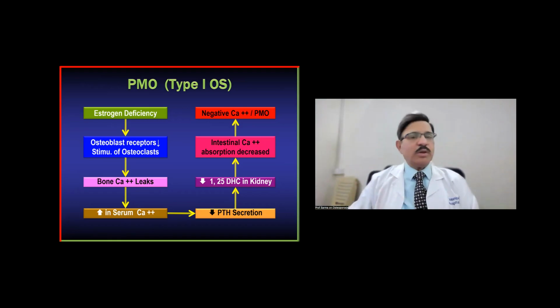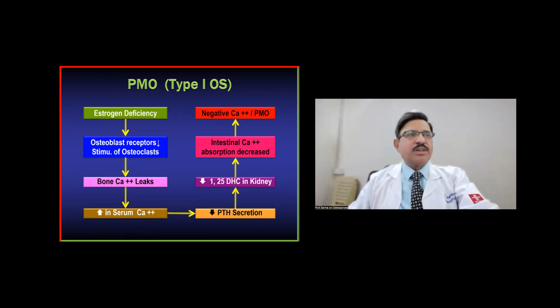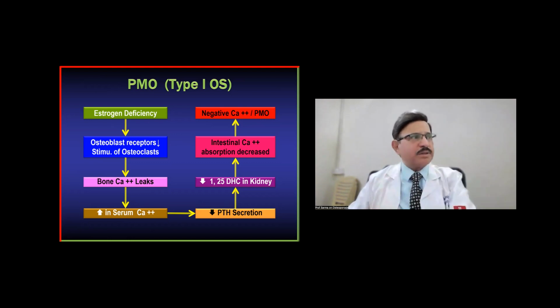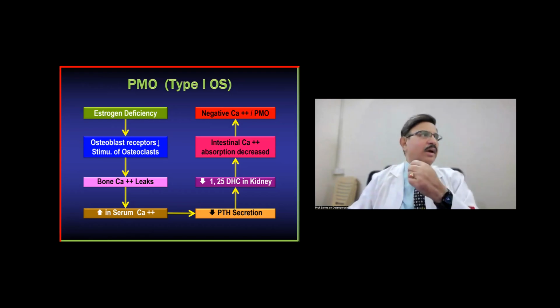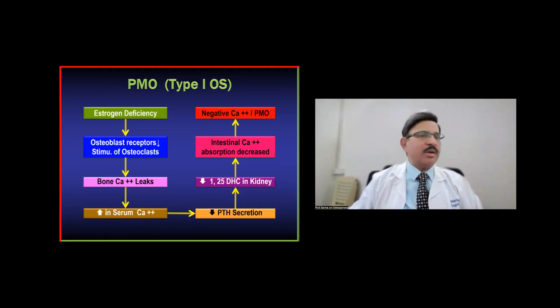Osteoporosis. See? One simple factor, estrogen deficiency, increases osteoclastic activity and decreases osteoblastic activity, and bones start leaking their calcium into the blood. This leaked calcium elevates the serum calcium, which suppresses the parathyroid. Without the parathyroid, 1-alpha hydroxylation cannot occur, so the active vitamin D metabolite is not there. Without vitamin D, calcium cannot be absorbed, so calcium deficiency occurs, negative calcium.